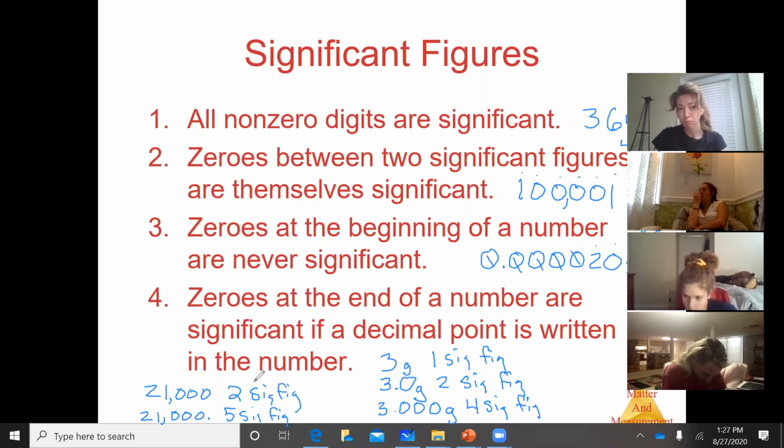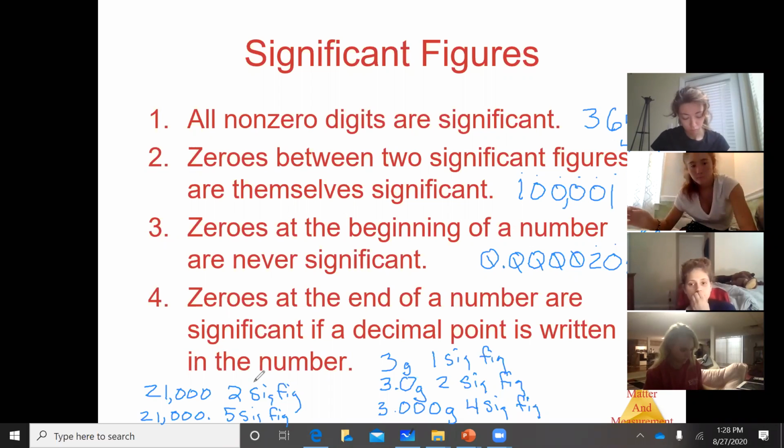Does anyone out there have a question about these rules as far as sig figs are concerned? You will have to know how to do sig figs and calculating with sig figs. So if you do have a question, just throw it out there.